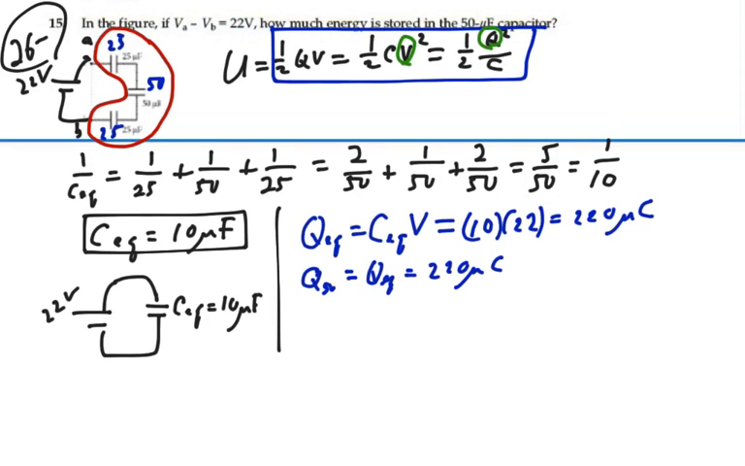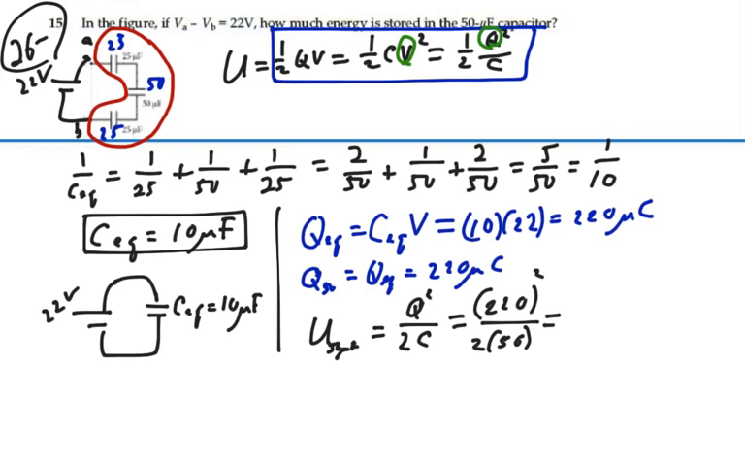Hence, we can now calculate the potential energy on the 50 microfarads, and that's going to be equal to its charge squared over 2 times its capacitance, which would be 220 microcoulombs squared over 2 times 50 microfarads. And what is that equal to? 220 squared divided by 100 is 484.